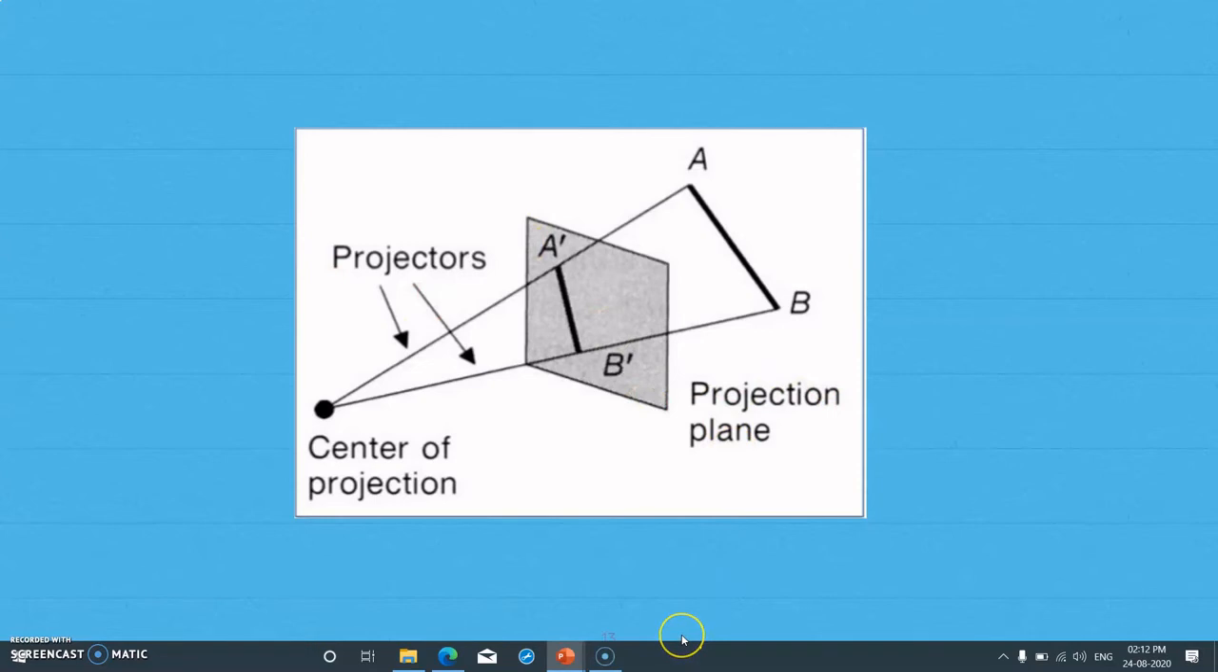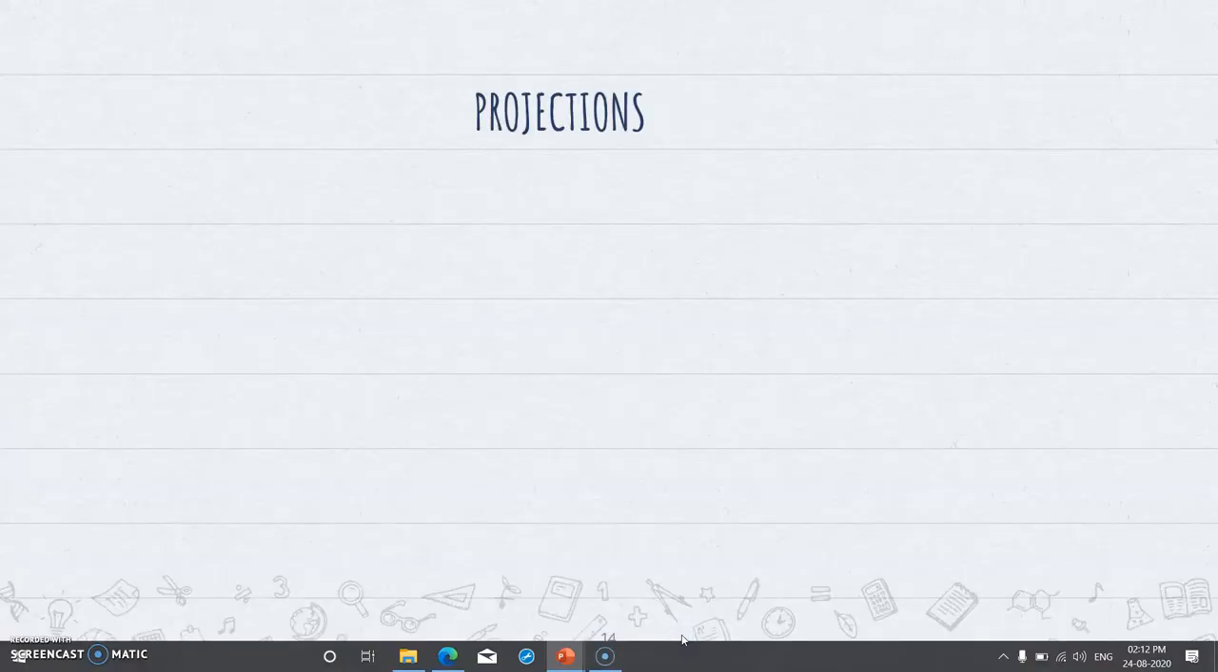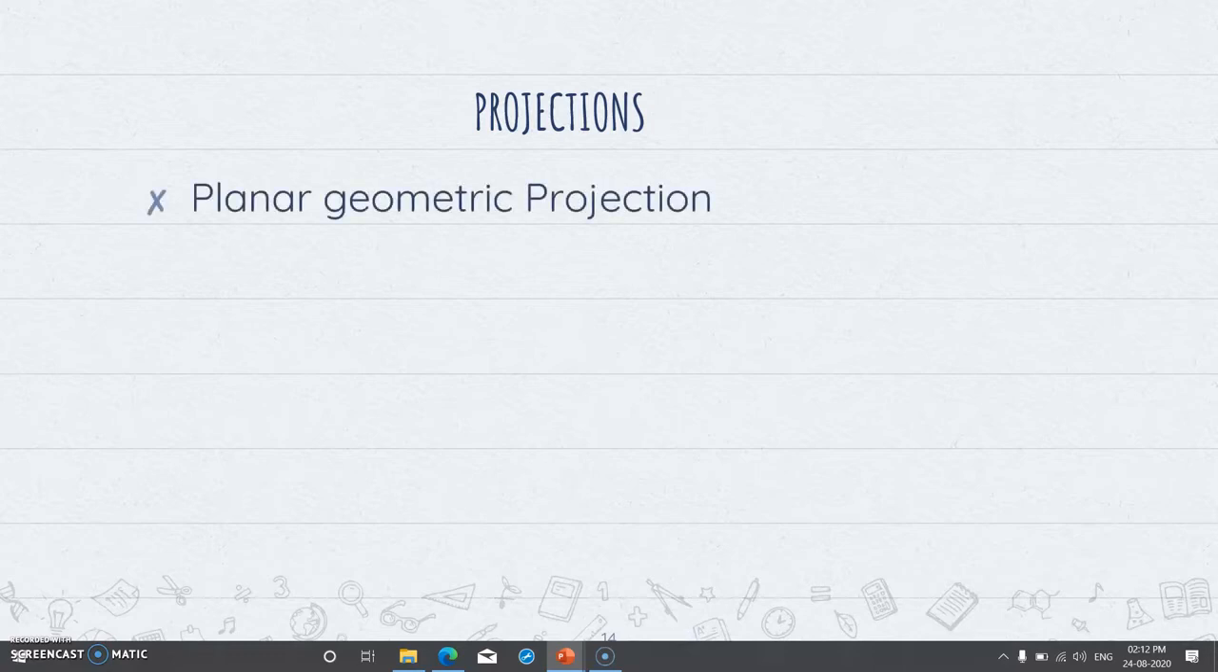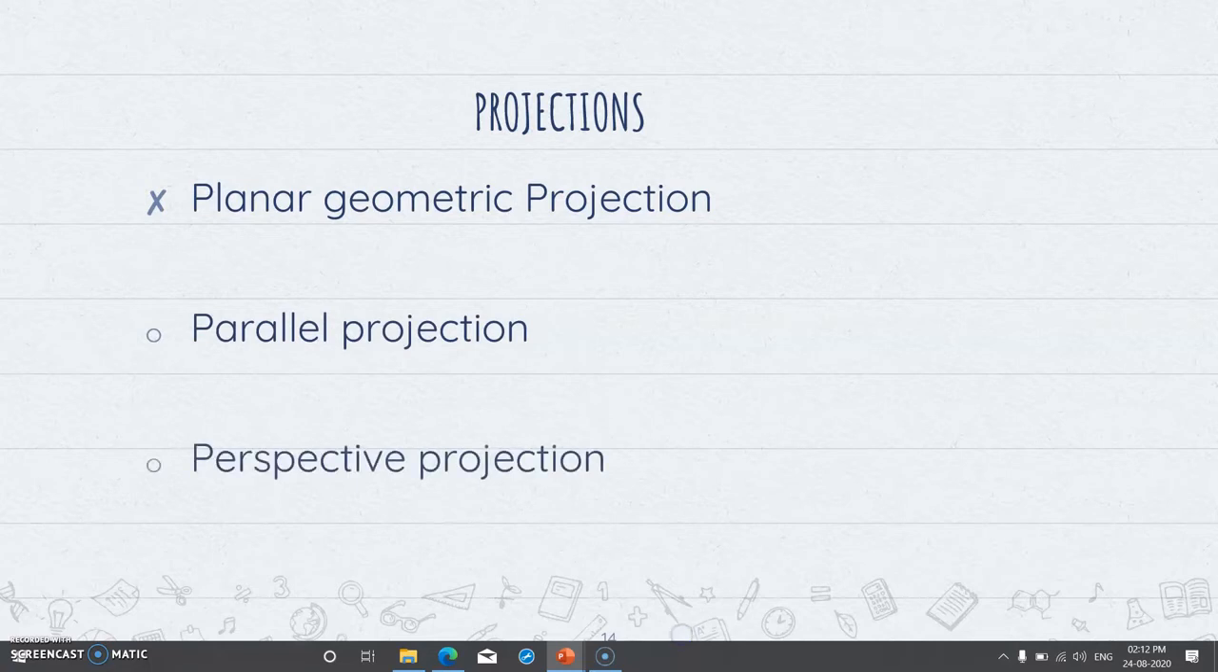Projections transform a point in a coordinate system of dimension n into a point in a coordinate system of dimension less than n. This class of projection is called planar geometric projection because the projection is made onto a plane rather than some curved surface. This planar geometric projection is divided into parallel projection and perspective projection.